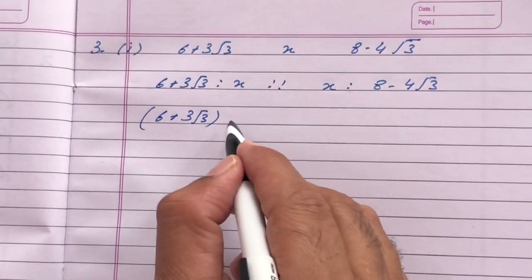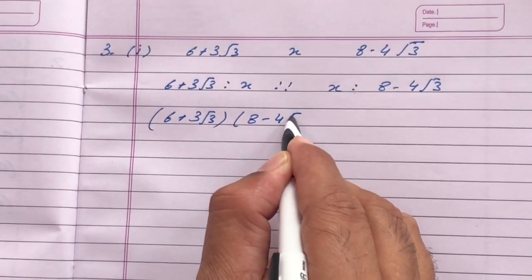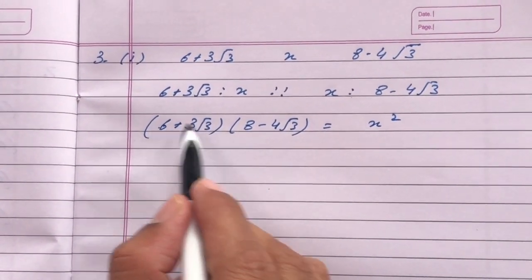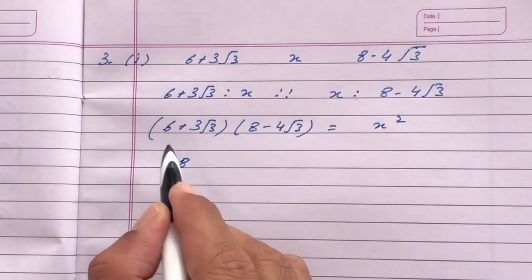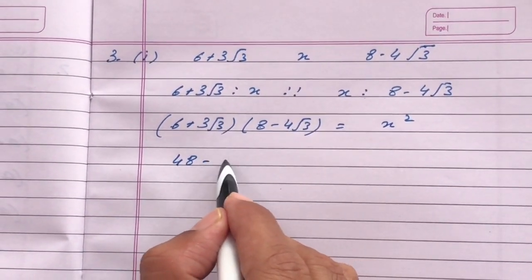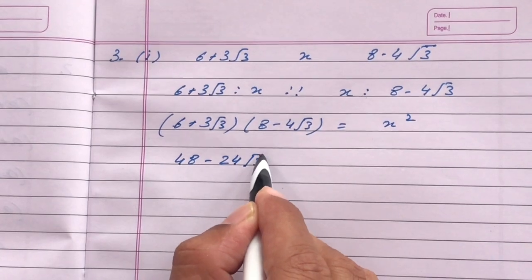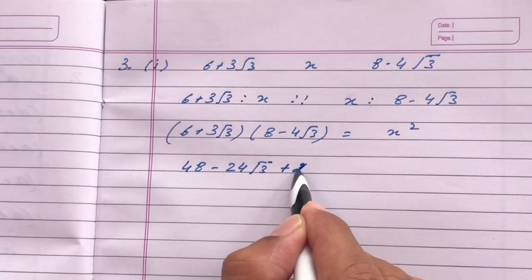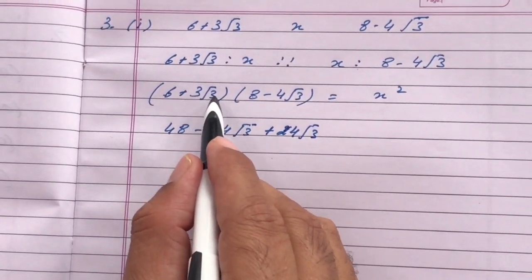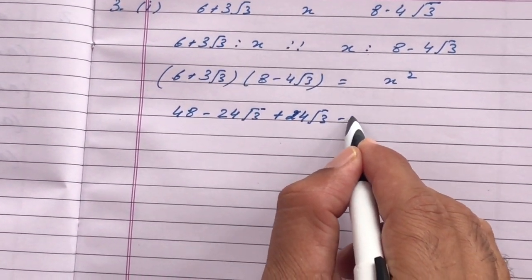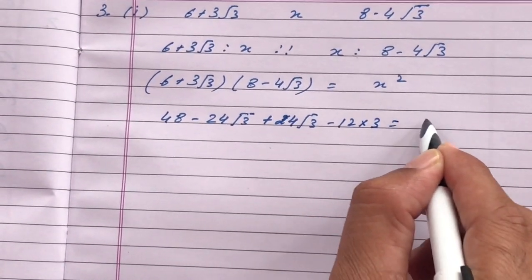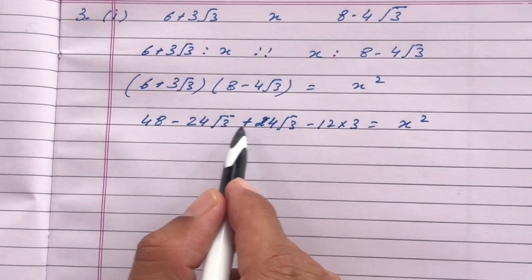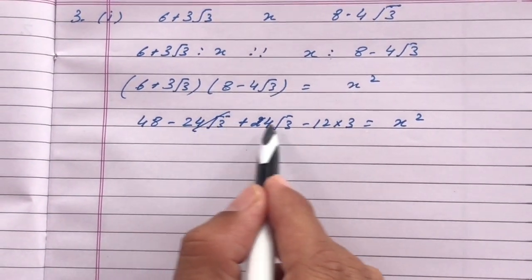6 plus 3 root 3 into 8 minus 4 root 3, x into x is x square. So 6 into 8, 48. 6 into minus 4 root 3, minus 24 root 3. Then 3 root 3 into 8, 24 root 3. 3 root 3 into minus 4 root 3, minus 12 into 3. So this is 24 root 3 positive, this is 24 root 3 negative. They will cancel out.